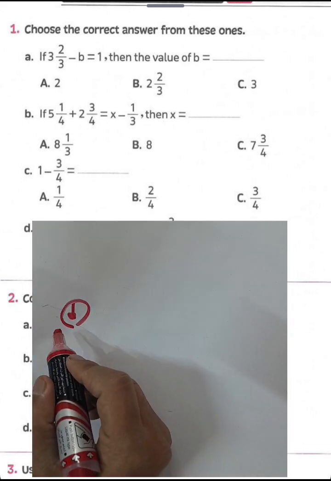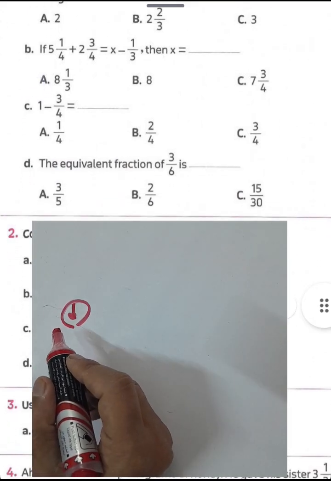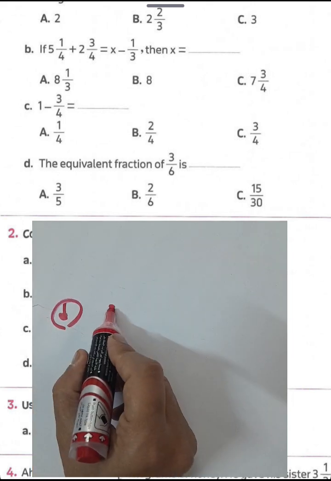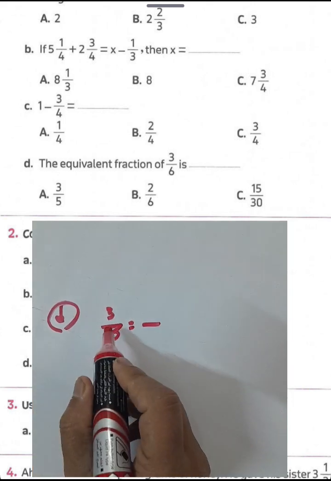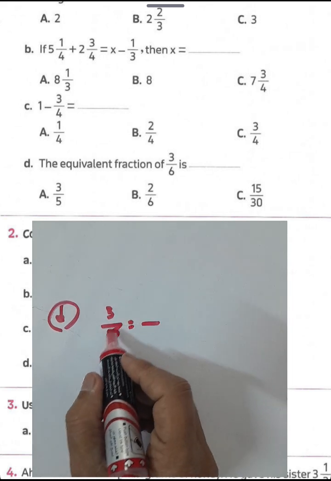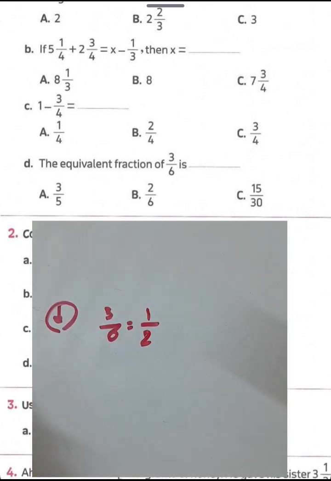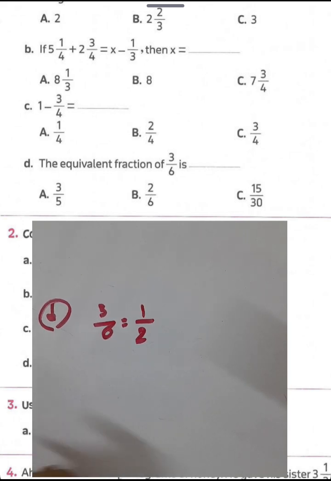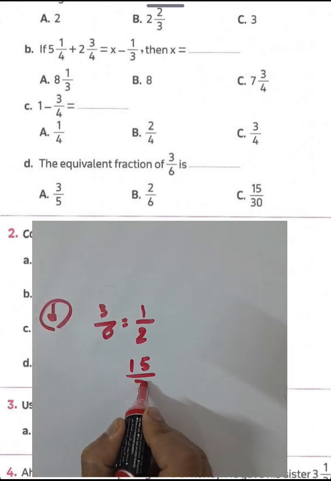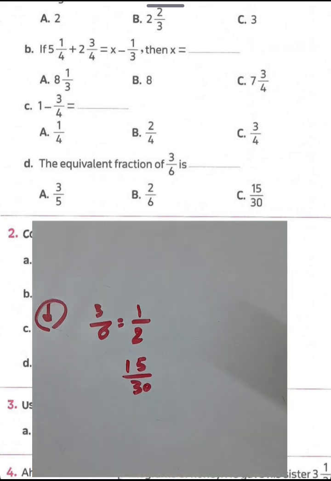Question letter D. The equivalent fraction of 3 over 6 equal what? 3 over 6. You can divide numerator and denominator by 3. 3 divided by 3 equal 1. 6 divided by 3 equal 2. It will be 1 over 2, a half. Half is equivalent to 15 over 30, because 15 is half of 30. Choose letter C.